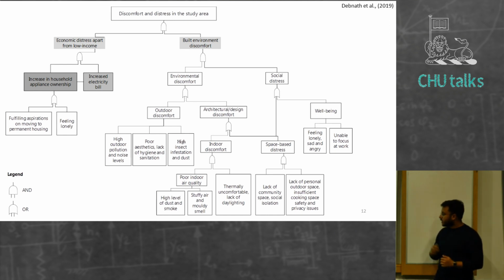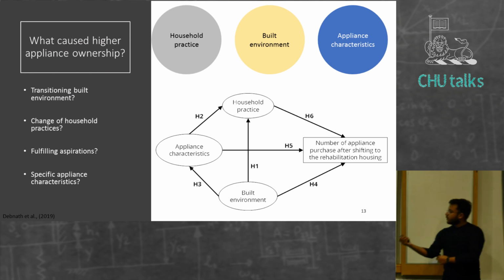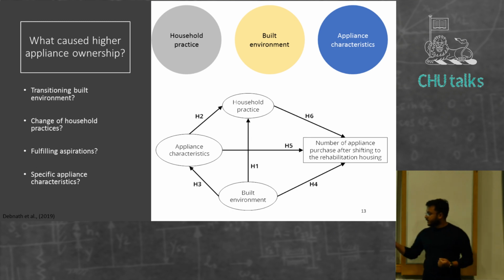So this was one of the space-based distresses, which was quite critical to their well-being and to discomfort and distress in that housing. Now we tried to go deeper into the problem of higher appliance ownership and why it's happening. We asked questions like, is it because their built environment is in transition? That means from a horizontal form, they moved into a vertical structure. Does that have something to do with higher appliance ownership? Or is there a change in their household routines or daily routines, which may contribute to higher appliance ownership?